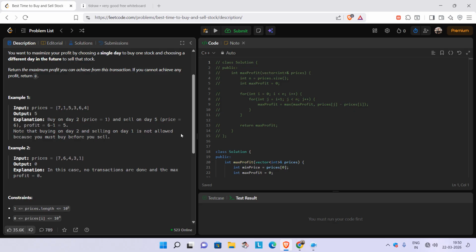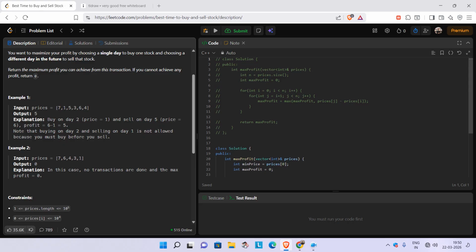In the brute force, we simply check all of the pairs and see the difference between them, and we take the maximum as our answer. I use n as the size and initialize our maximum profit with 0. Now I make the i loop go from 0 to n, and the j loop go from i plus 1 to n.